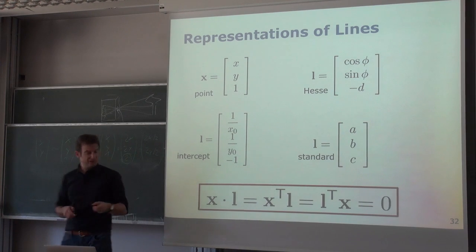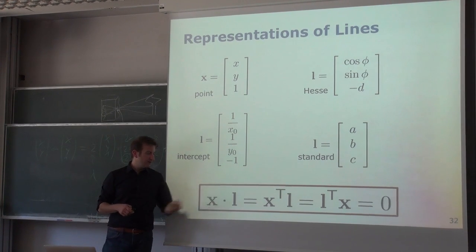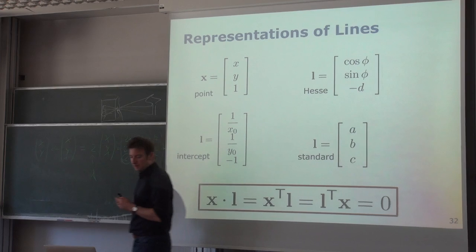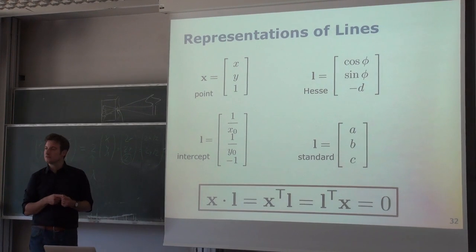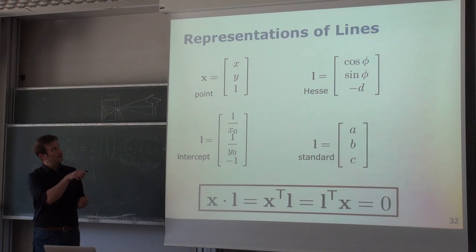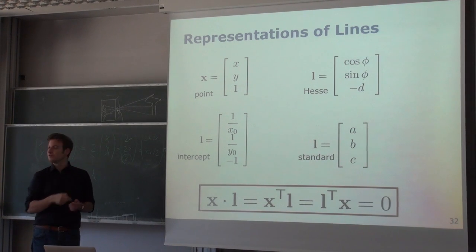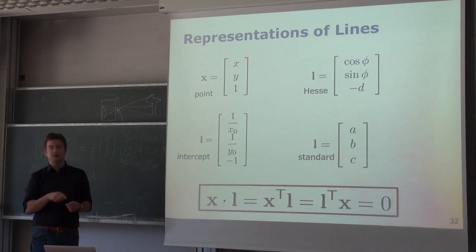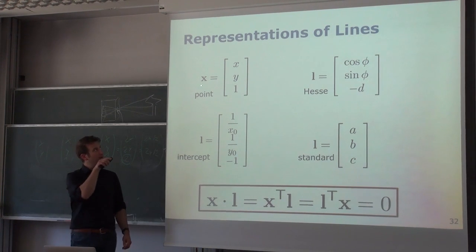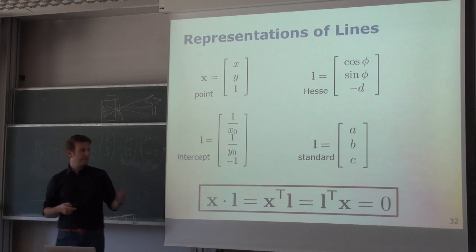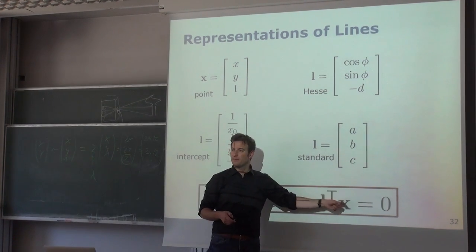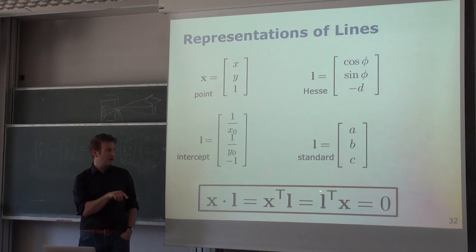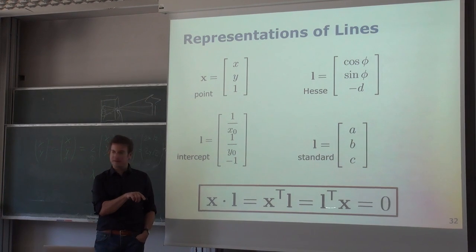So the key insight here is that x transpose L, or L transpose x, equals 0 is the key condition for formulating that a point lies on that line. I have a point in homogeneous coordinates. This is a representation of a line in homogeneous coordinates. And by multiplying the point with the line and getting 0, I'm expressing that the point lies on that line. So all points for which this equation holds are points which lie on that line. So they define the line L.